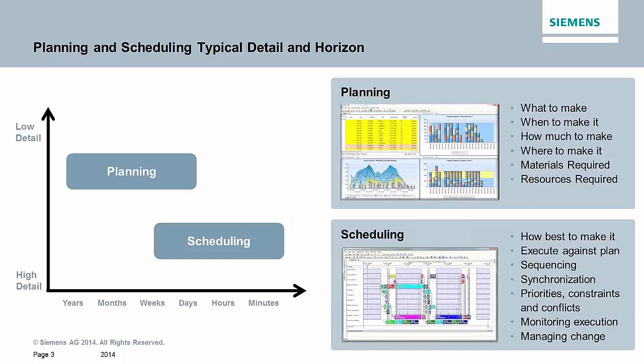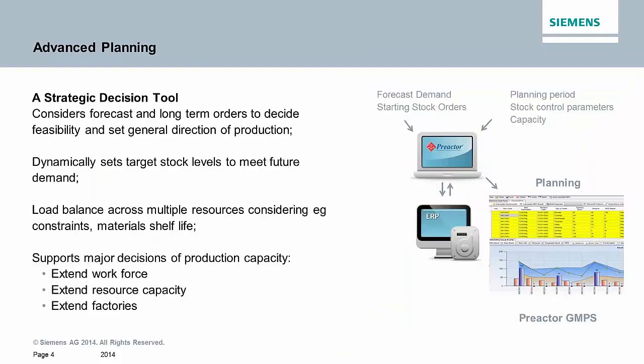So advanced planning, we call it graphical master production schedule, GMPS. It sits before the MRP process. The output from GMPS flows into the MRP and then into advanced planning and the APS. The input is firm sales orders along with forecasted demand. The target stock levels can be maintained in terms of forecasted demand.